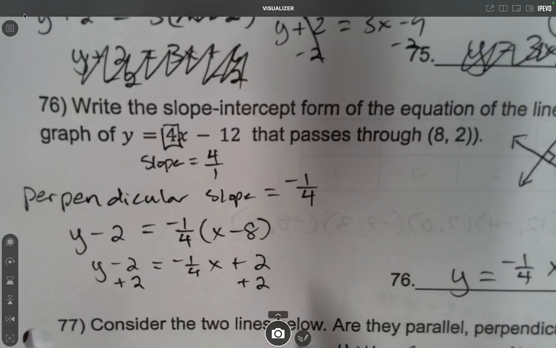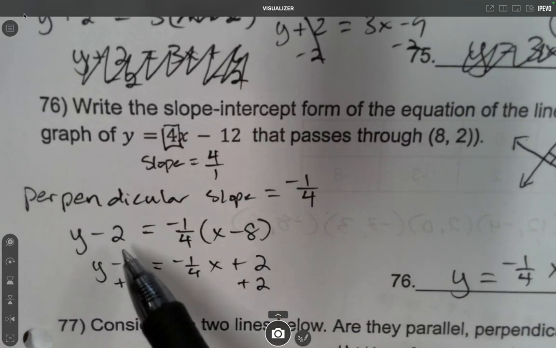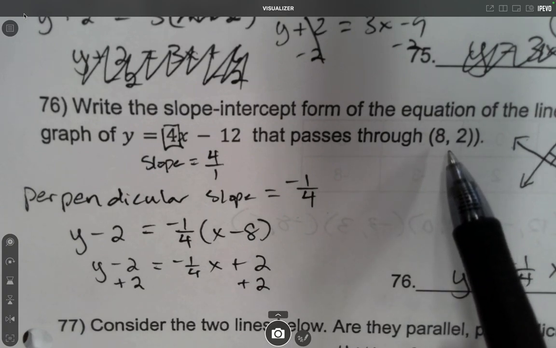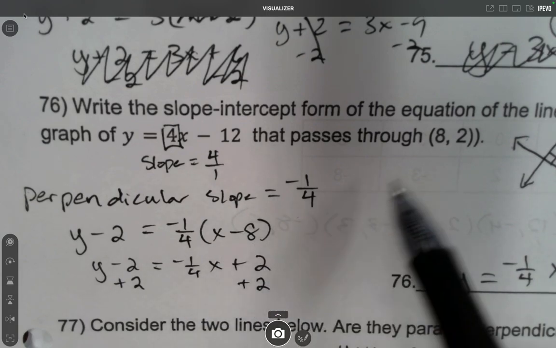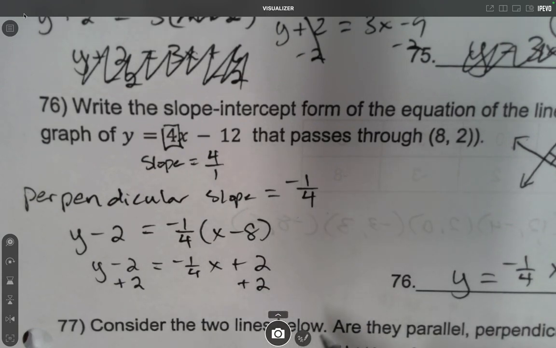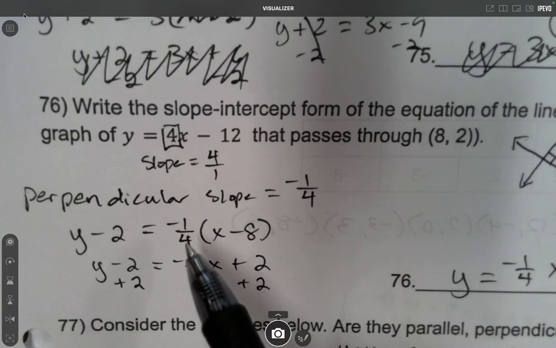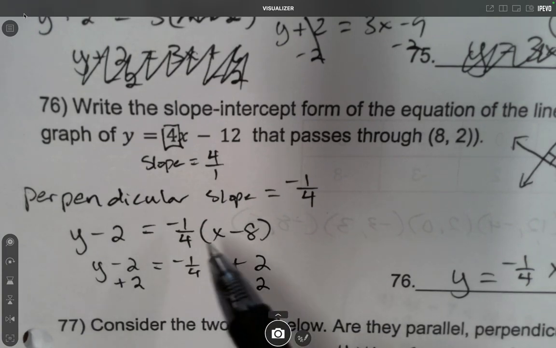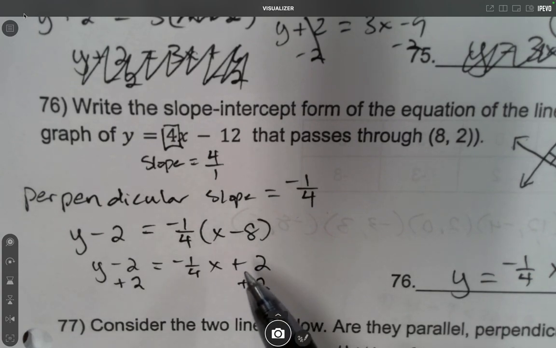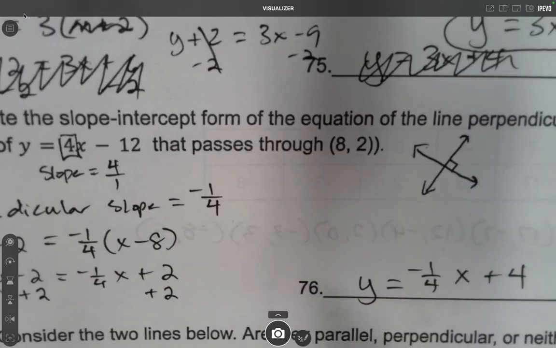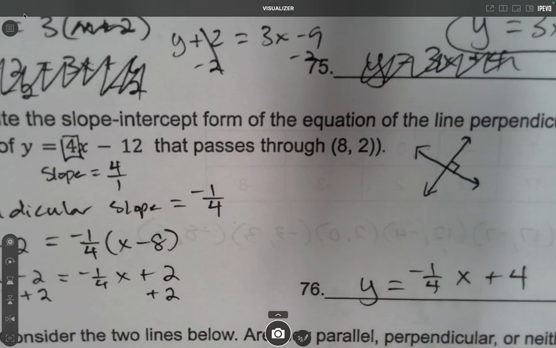So now we do the point slope form to start with. We do y minus the y value, which is 2, equals the slope, -1/4, times x minus the x value, which is 8. We distribute the -1/4. -1/4 times x. -1/4 times -8 is +2. Then to get the y by itself, we need to add 2 to both sides, giving us y equals negative 1/4 x plus 4. So parallel means the same slope.